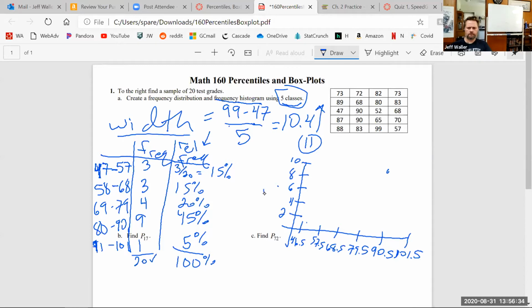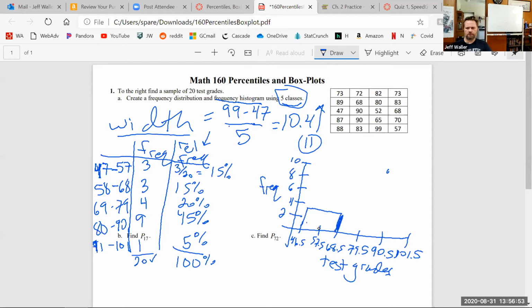Frequency. And then down here, test grades. Test grades. And now this first bar has just got to be up to 3, and so is the second bar, right? So I might as well just do this.